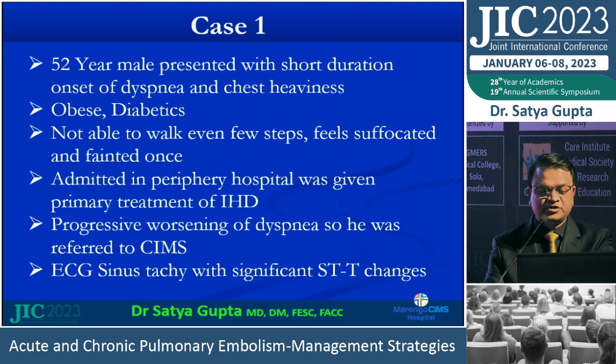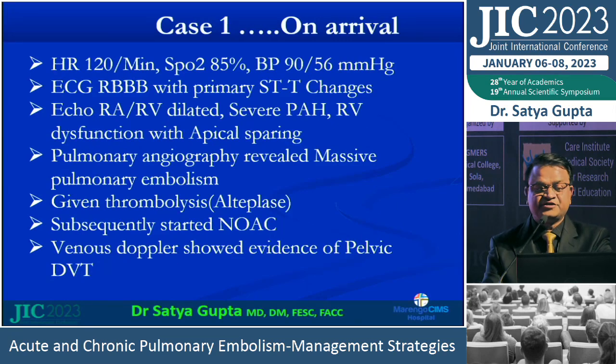Here I found on the ECG there was a sinus tachycardia with some ST depression changes, and heart rate was 120, SpO2 was 85%, and BP was borderline 90 by 56. ECG was showing RBBB, and there were some ST-T changes, and echo was suggestive of severely dilated RA and RV, severe PH, RV dysfunction with apical sparing.